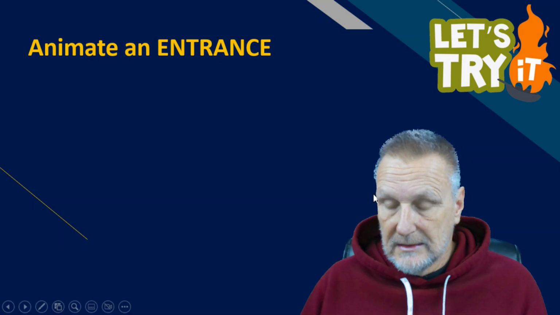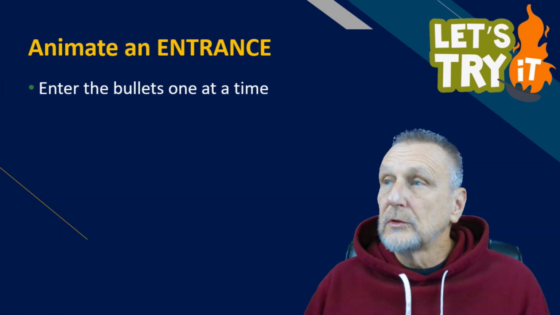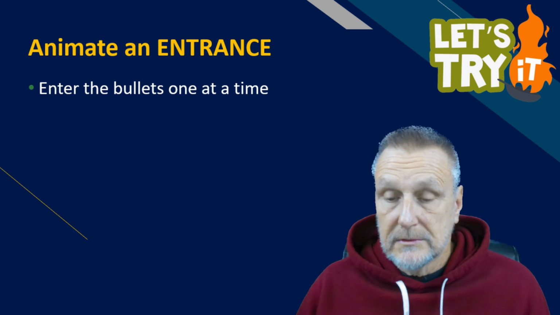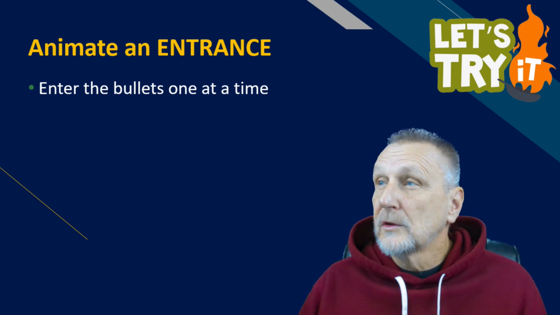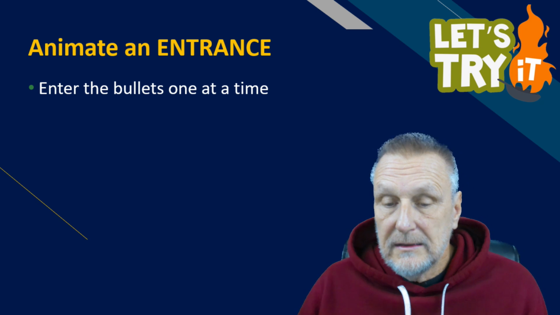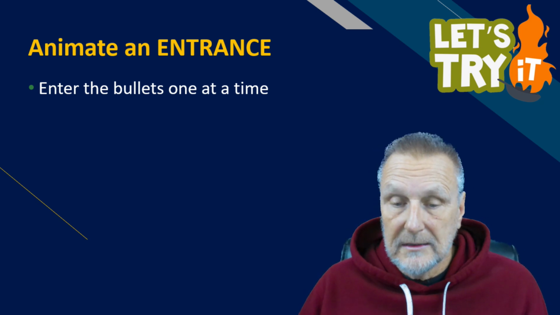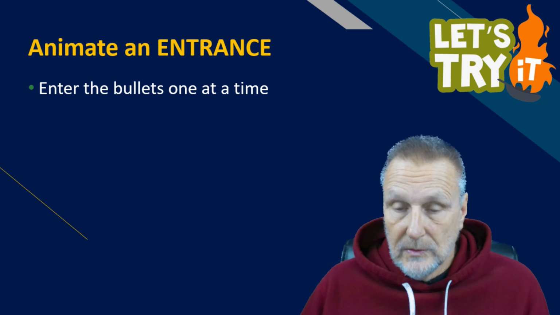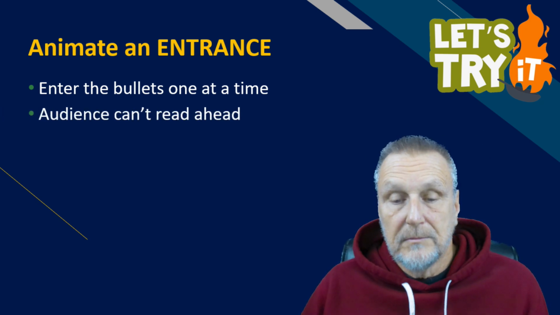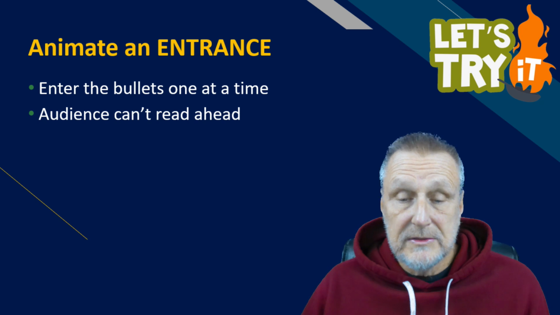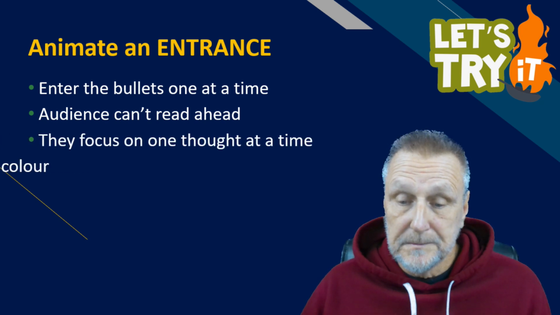you'll see that these will only enter when I click my mouse. We're going to talk more about controlling the entry of your bullets later, but for now we're just covering basic entrance animations. So I click my mouse, the bullet enters from the left, flies in, which is exactly what I asked it to do.